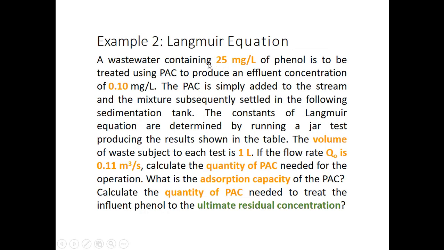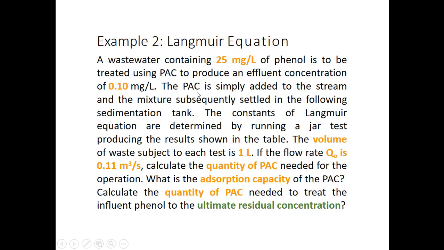Next we have an example on the Langmuir equation. We have a wastewater sample that contains 25 milligrams per liter of phenol. This is to be treated using PAC, powder activated carbon, in order to produce an effluent concentration of 0.1 milligram per liter. This is the targeted concentration, and 25 is the initial concentration.